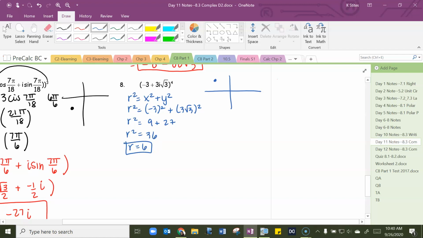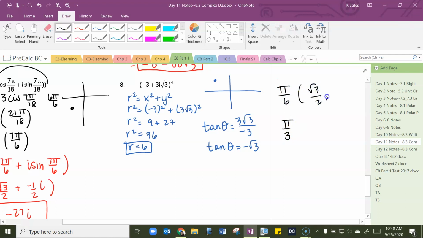I also need to find theta. Tangent of theta is y over x, so that's 3 root 3 over negative 3, which just reduces to negative root 3. Well, let's look at our pi over 6 and our pi over 3 angles again. Pi over 6 is root 3 over 2, 1/2. That's not tangent of root 3. Tangent of pi over 6 would be 1 over root 3 because, again, tangent is y over x.